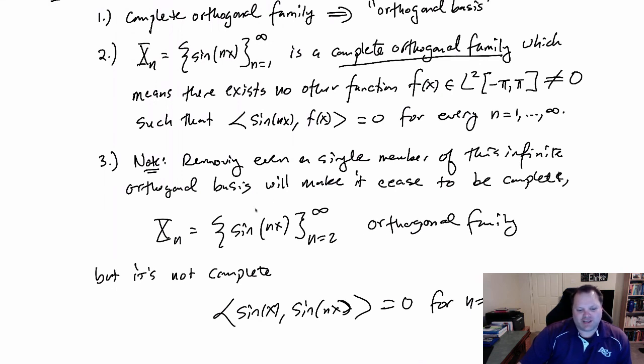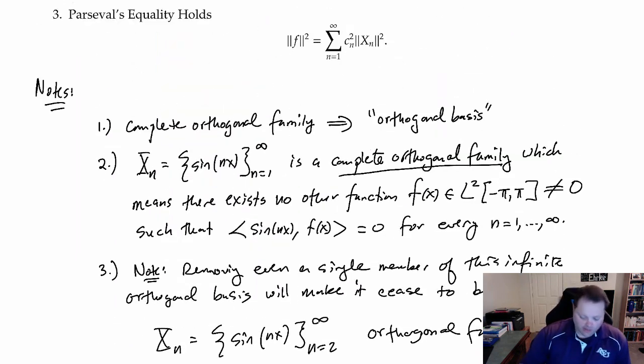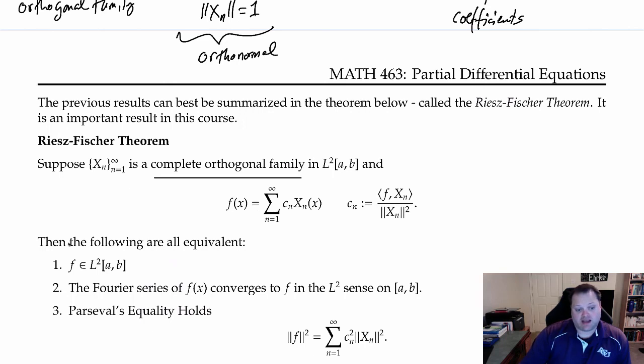There's an infinite number of them, and there needs to be an infinite number of them, because the removal of even one of them would cause it not to be complete, which would cause us not to have these nice relationships that the Riesz-Fischer theorem talks about.